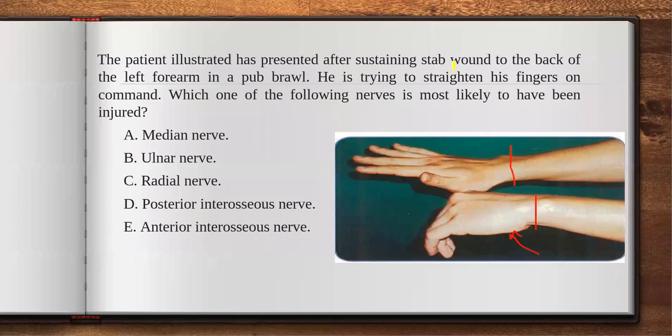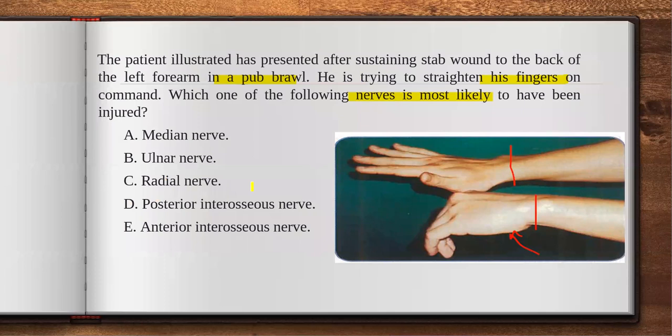You have got a patient who sustained a stab wound to the back of the left forearm in a pub brawl. He's trying to straighten his fingers on command. So you have asked the patient to straighten the finger, patient is unable to do that. Which one of the following nerve is most likely to have injured? Radial nerve, median nerve, ulnar nerve, posterior interosseous nerve, and anterior interosseous nerve.